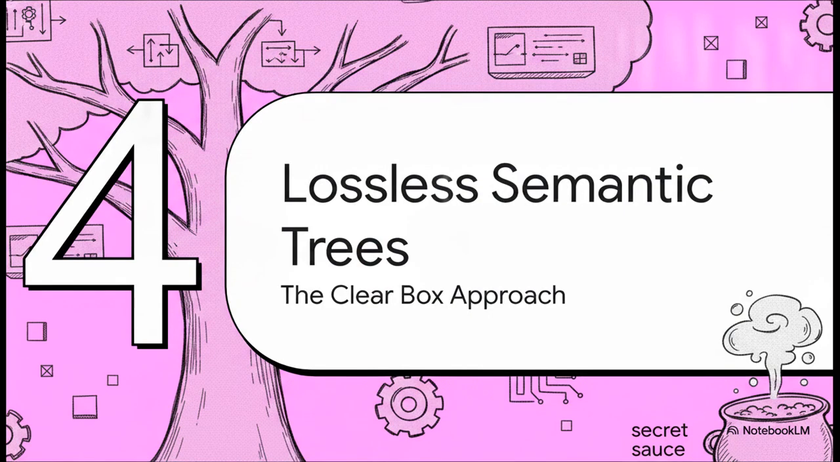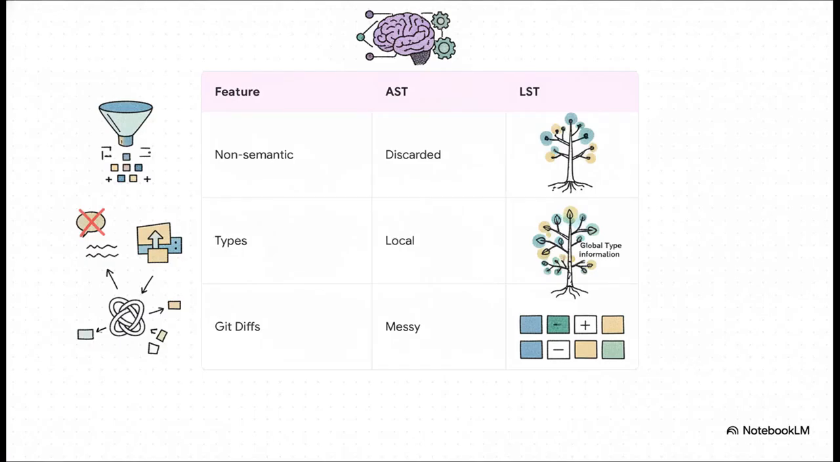Let's crack open the hood in Section 4, Lossless Semantic Trees Explained, the Clear Box Approach. Now, standard compilers use what's called an abstract syntax tree, or AST.